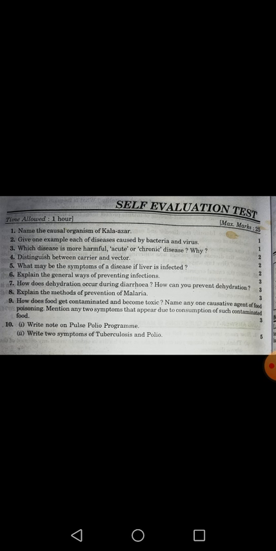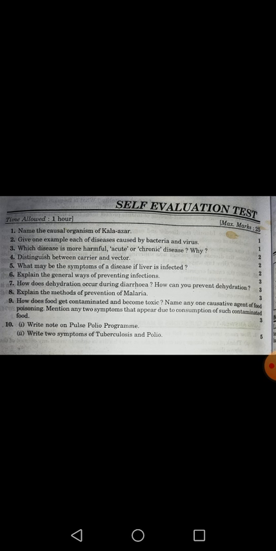Now here in question number 3, it's of 2 marks. Which disease is more harmful, acute or chronic, and why? Obviously the chronic disease is much more harmful because it lasts for a longer duration of time, and the patient suffering from a chronic disease does not recover completely. It is often experienced that there is weight loss and tiredness, and the patient is bedridden for a longer duration of time. So definitely he will have loss of work as well as work efficiency. In this way, the chronic disease is more harmful compared to the acute disease.